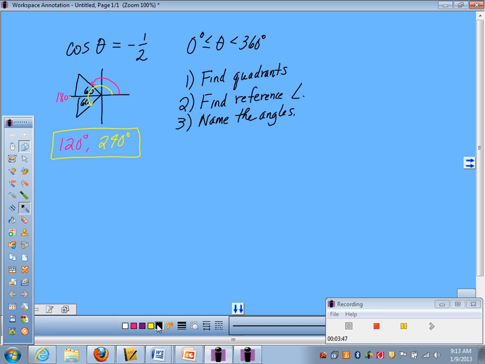Okay, let me throw another one at you. Suppose I asked you where tangent is going to be equal to a negative square root of 3 over 3. What quadrants are you in if tangent is negative?